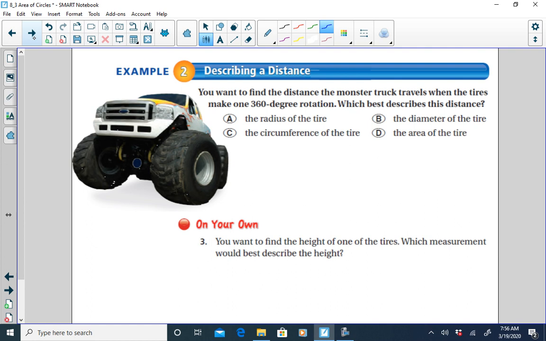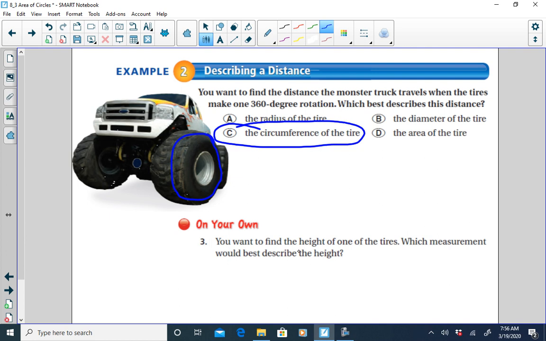Okay, next example. It says, you want to find the distance the monster truck travels when the tires make one 360-degree rotation. Which best describes the distance? Well, one 360-degree rotation, we're looking for the circumference of the tire. So the circumference of the tire would be C.